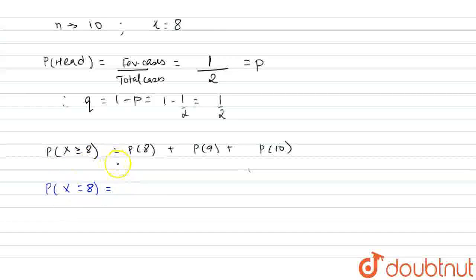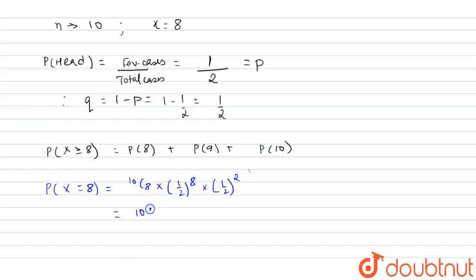So my answer here will be nCx, where my total n is 10. So 10C8 into p, which is half, raised to x is equal to 8, into q, which is also half, raised to n minus x, that is 8. 10 minus 8 is 2. Now this 10C8 we have to find out.